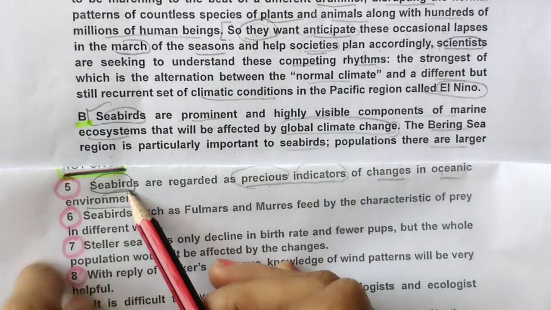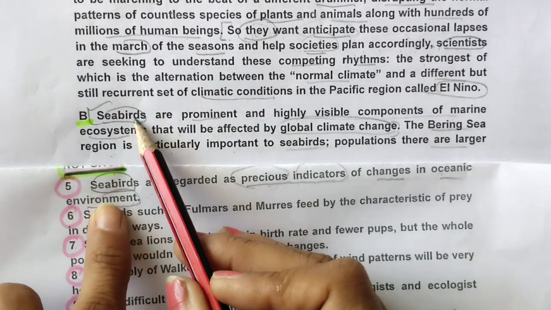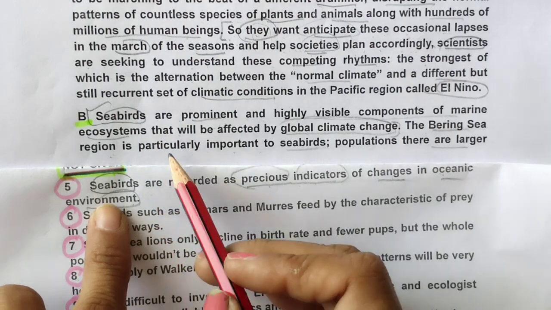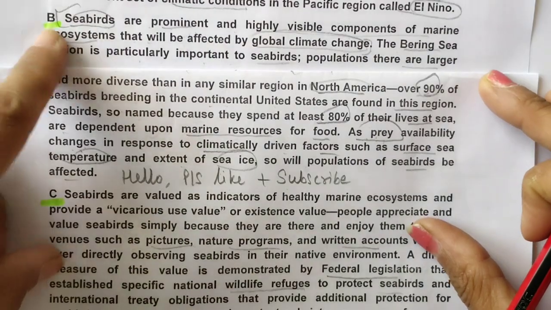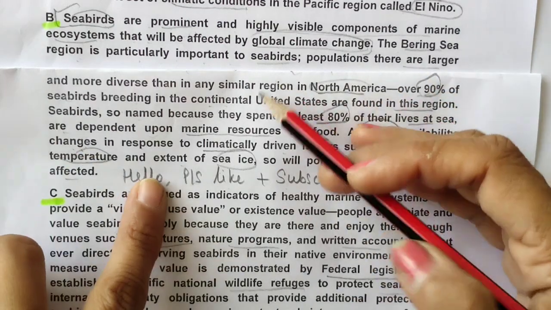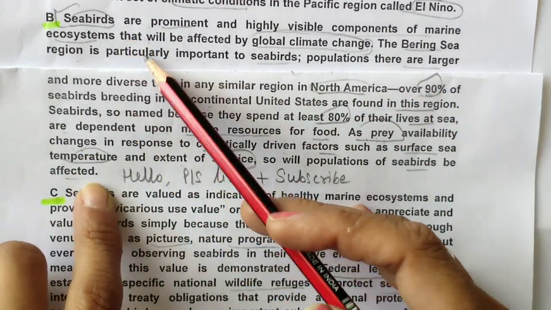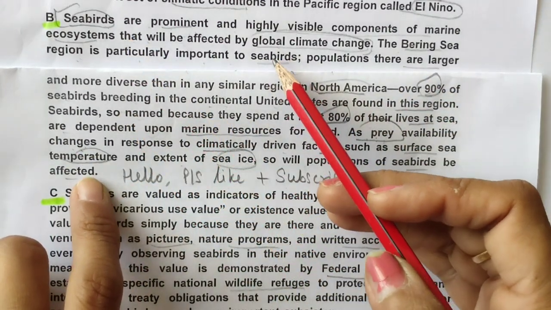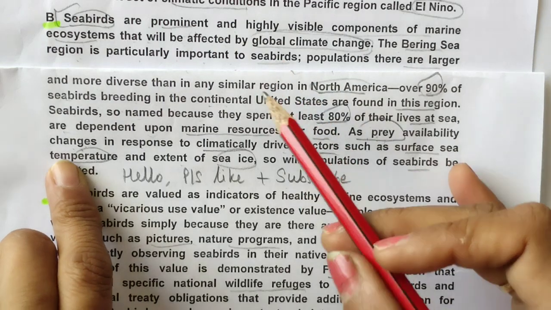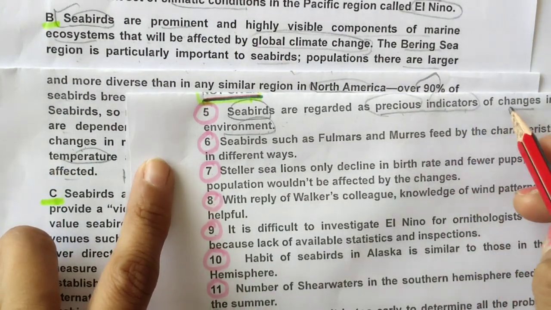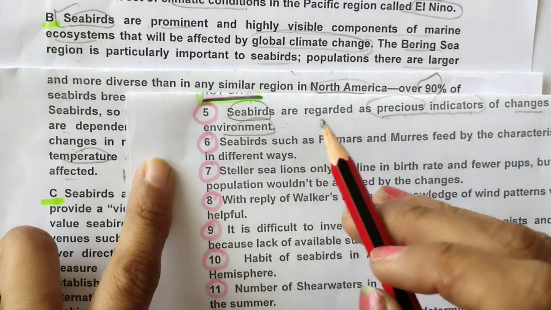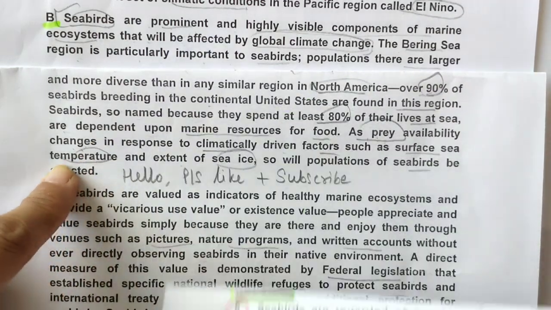No, we are talking about seabirds. Seabird is here. I will show you the full paragraph also, then you can decide. So seabird related content was in this paragraph. But if you think we have not found the exact words, precious indicators of changes in oceanic environment, let's move to the next paragraph also.